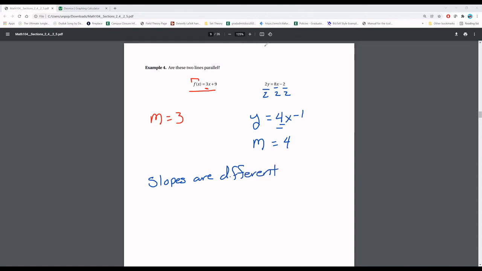Different slopes here, so they are not parallel.